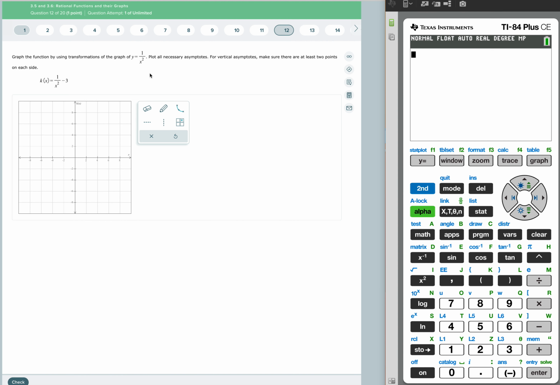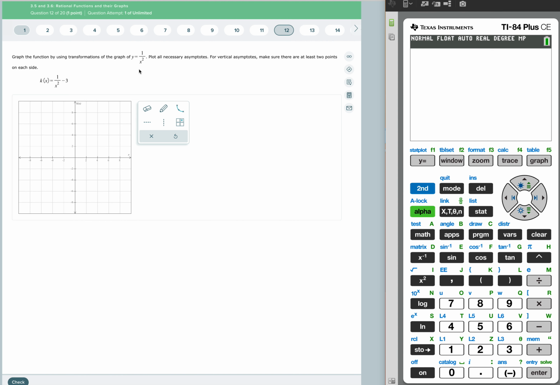So here we have the graph of 1 over x squared, the reciprocal of the x squared function. And it is transformed here in k of x. As you can see, it is the graph of 1 over x squared shifted down 3 units.